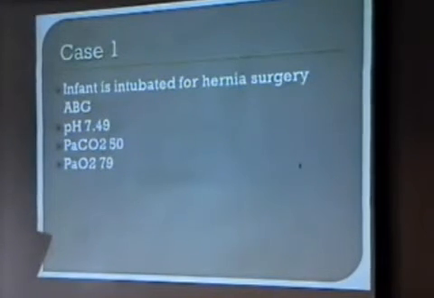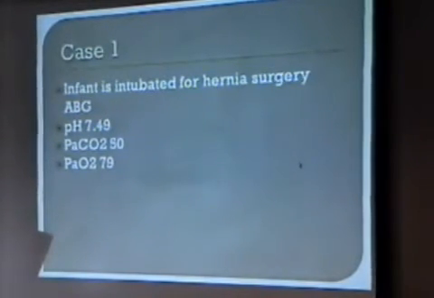First look at the pH. What does the pH tell you? No, go ahead. She's going to tell us. pH, alkalosis, alkalemia, okay. CO2. CO2 is high. So it means respiratory acidosis.